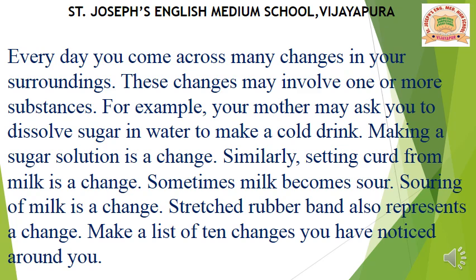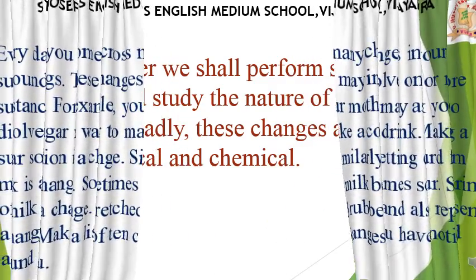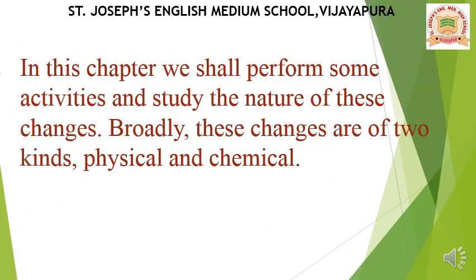A stretched rubber band also represents a change. Make a list of 10 changes you have noticed around you and group them into different types. In our previous year, we discussed fast and slow change, reversible and irreversible change, periodic and non-periodic change. Remembering that, you need to make a list of 10 changes. In front of each, write which type of change it is.